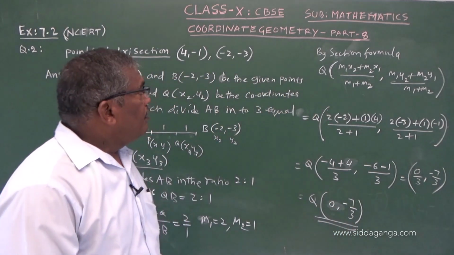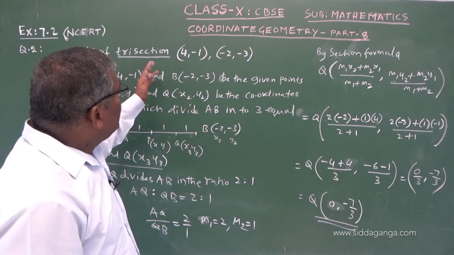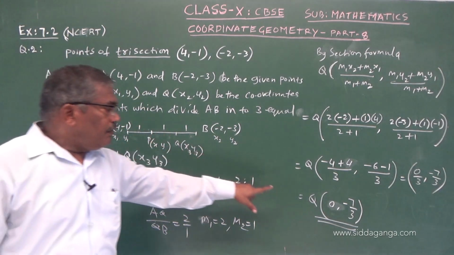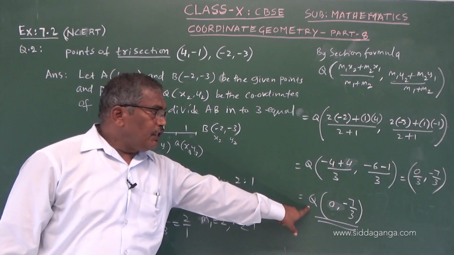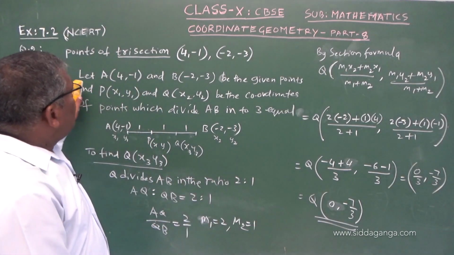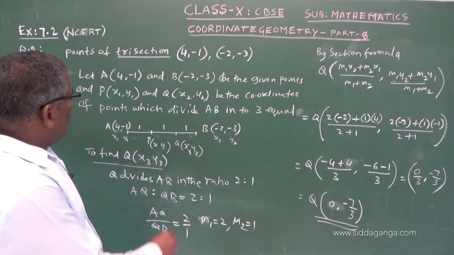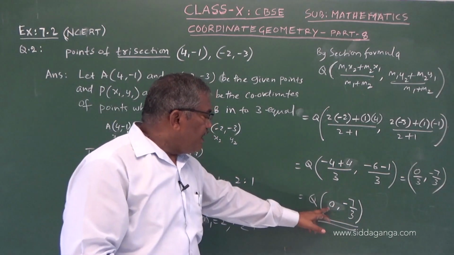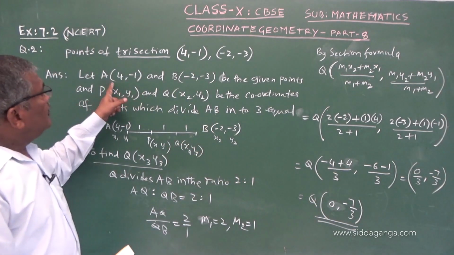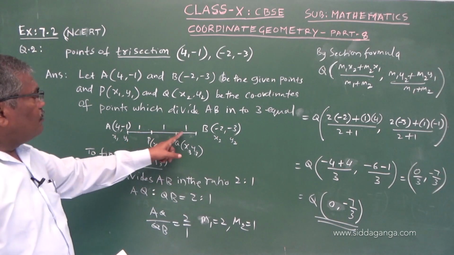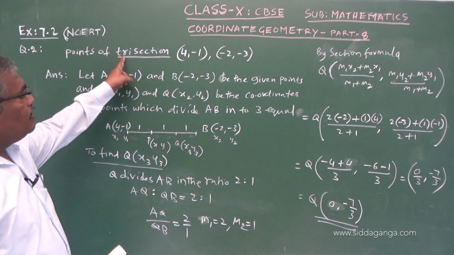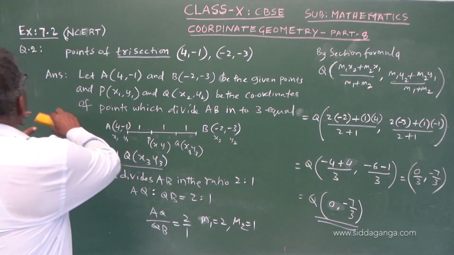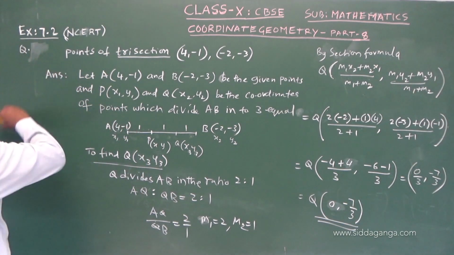So therefore, we have found the coordinates of point P and the coordinates of point Q. These are the answers, the points which divide the given line in the ratio 1:1:1. That means trisection points. Now I will take up question number 3.